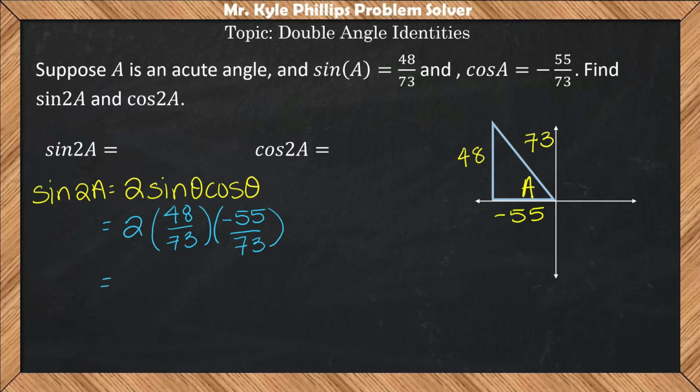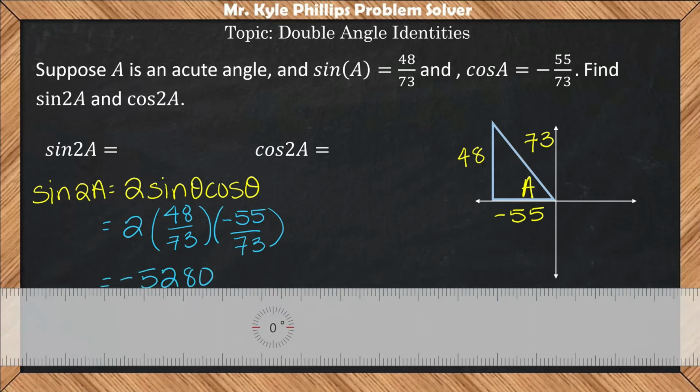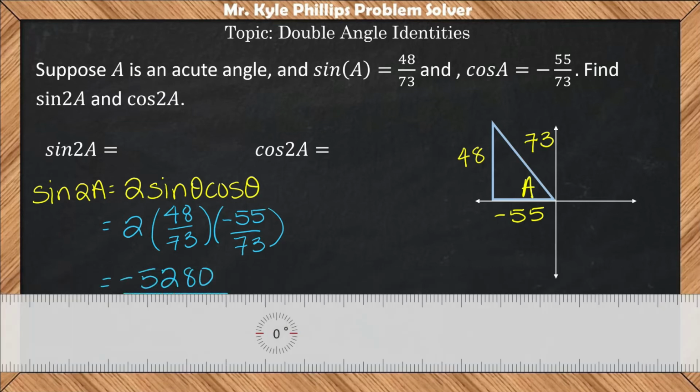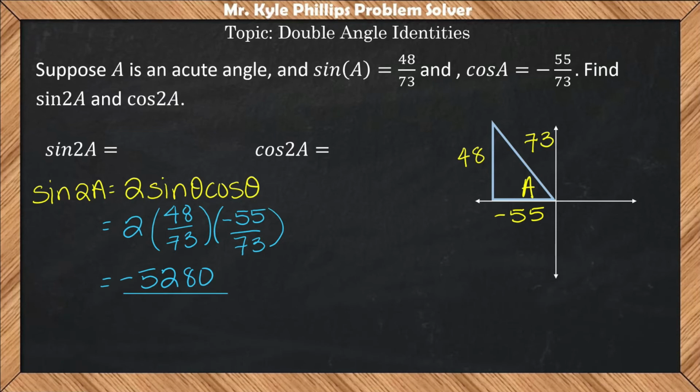So now we're just multiplying straight across. 2 times 48 is going to be 96, and then 96 times negative 55 is going to be negative 5,280. And this is going to be over 73 times 73, which is 5329. So this is going to be our value for sine of 2a.